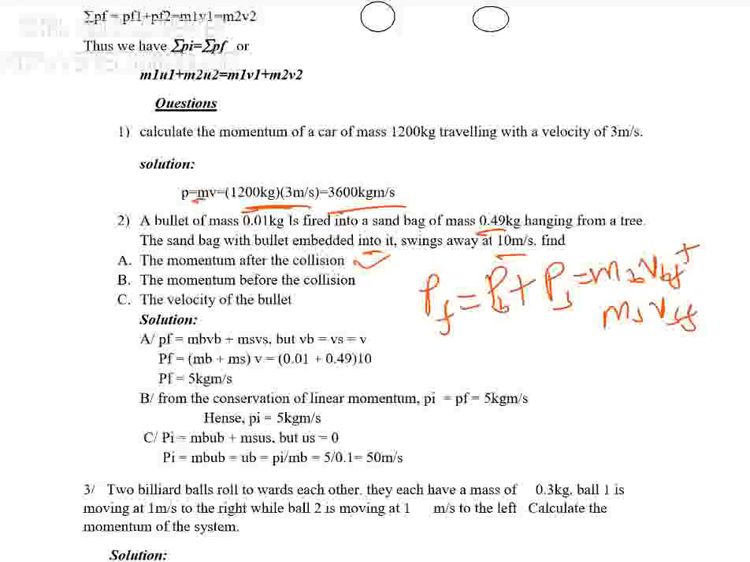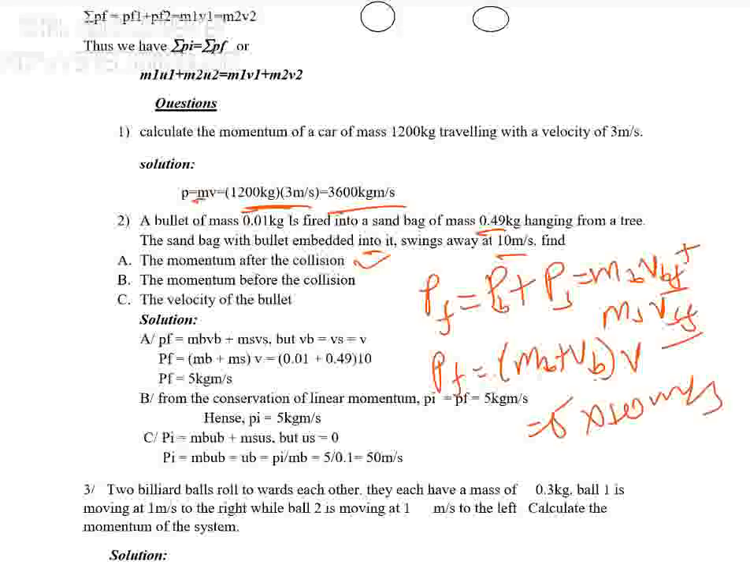After it's fired, the sandbag and the bullet stick together and move with each other. That means the velocity of the sandbag and the bullet after collision is what? Equivalent. Therefore, the final momentum is mass of the bullet plus mass of the sandbag times V. When you sum up, you get 5 times 10 meters per second, the final velocity is 10 meters per second.